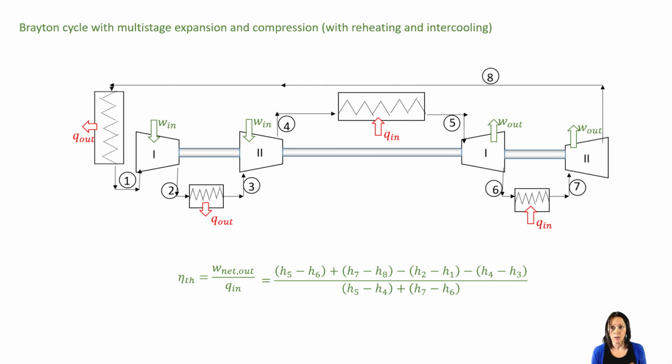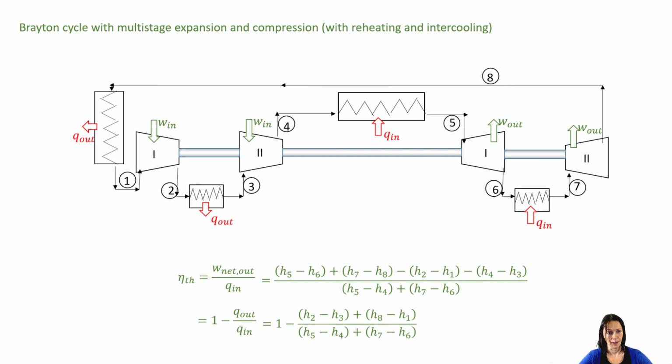And then my Q in on the bottom, I've got 2 Q ins that I need to take into consideration: between 4 and 5 and between 6 and 7. I could also put that thermal efficiency in terms of Q out and Q in, and of course I've got 2 Q outs that I need to make sure that I do not forget about.